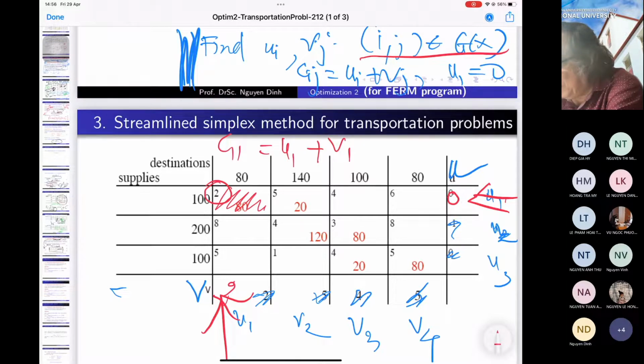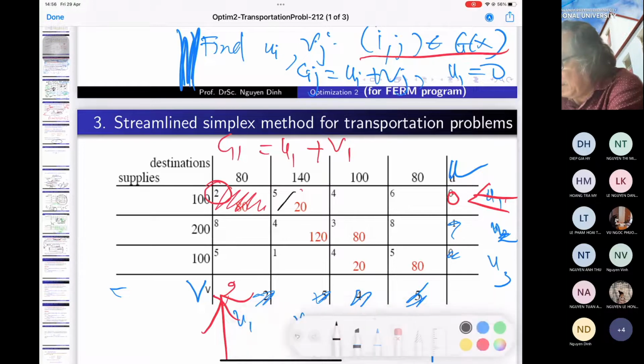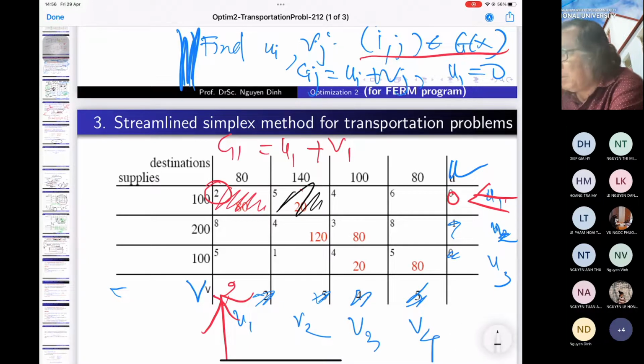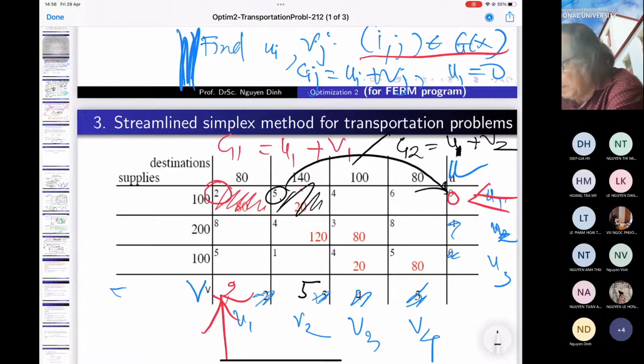And here, look at this one, the second cell. I make it in black. The black cell here belongs to Gx. Is that okay? So C12 equals U1 plus V2. U1 is 0 plus V2, so V2 is 5. 5 here is equal to 0 plus 5. Is that okay?